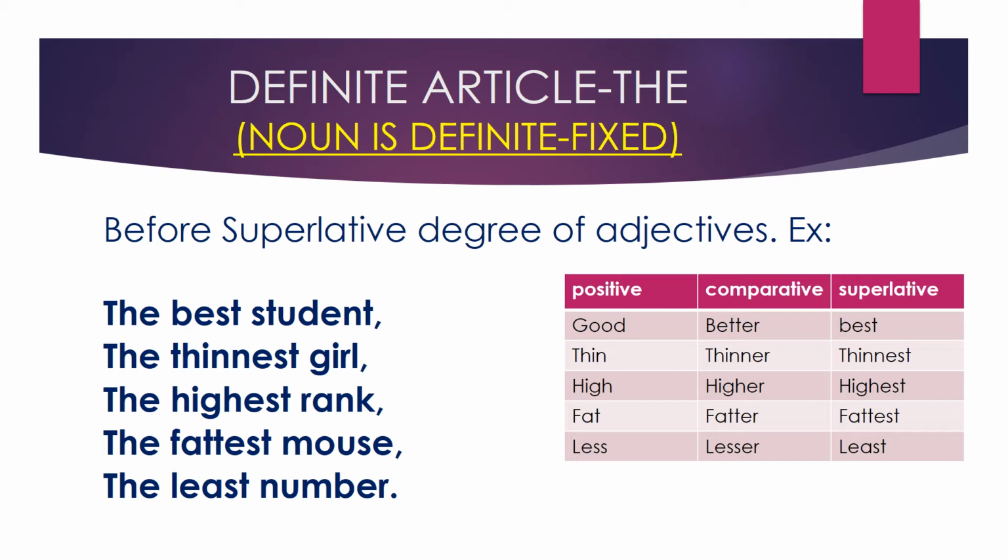We always use the article the before superlative adjectives. See the examples on the left side. The best student, the thinnest girl, the highest rank, the fattest mouse, the least number. As a rule, we always use the before writing the superlative degree of an adjective.